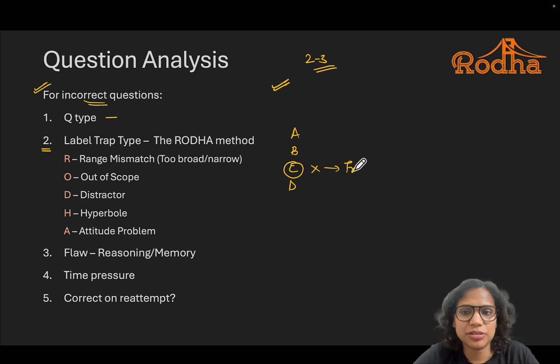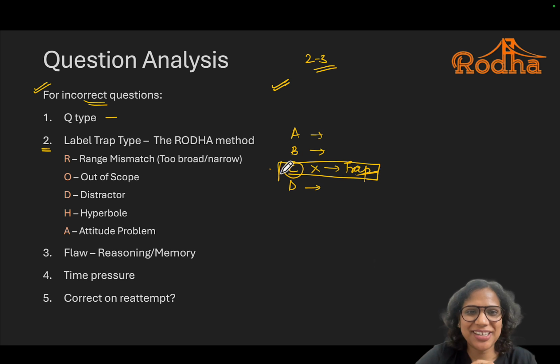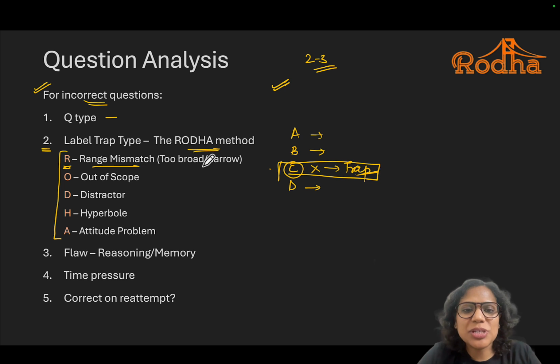So what is the trap here? In fact, you could do this for all the options if you have the time, but definitely for this one, that I fell into this trap. And let me give you the Rodha method for identifying the traps, for labeling these traps. So the R of Rodha stands for range mismatch.